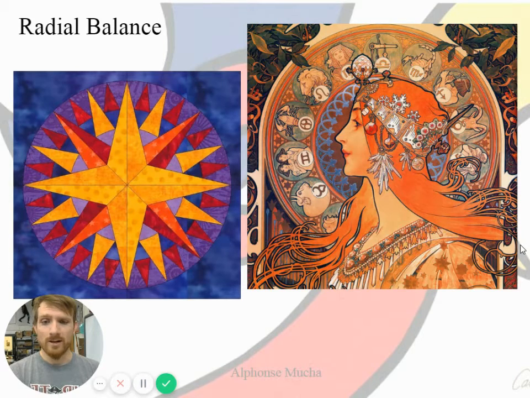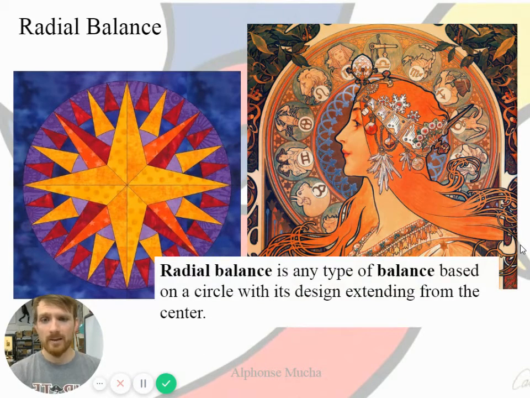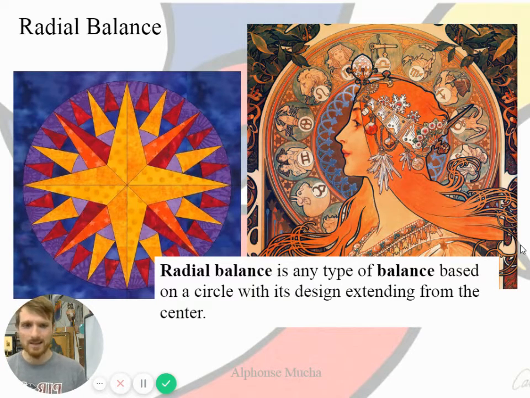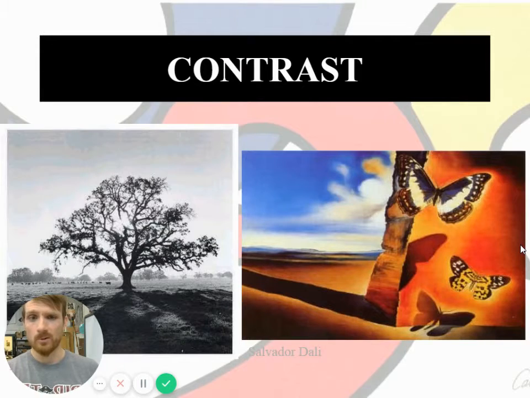A third is radial balance, and radial balance is any type of balance based on a circle with its design extending out from the center of that circle. So even though that Alfonso Mucha piece on the right there is not a full-blown radial design, her head is sitting in the middle of the piece and her head's not repeating, the rest of the design of that is very radial in nature. So balance is our first principle of design.